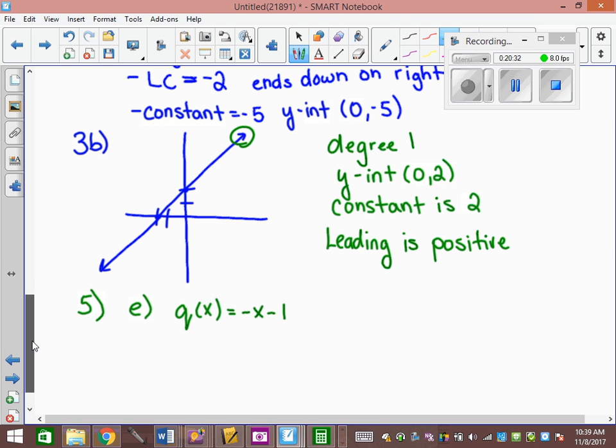The question says, describe the end behavior of each polynomial function. So it wants the end behavior. What do you suppose end behavior might mean? Where it ends, how it ends, which quadrants, right? So this one has a negative leading coefficient. So where does it end on the right? Down on the right and then up on the left.